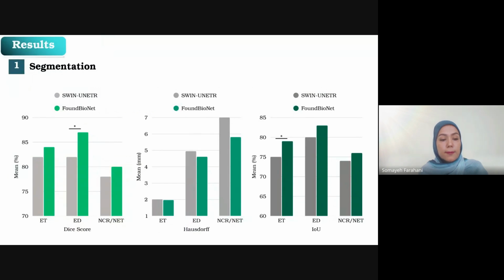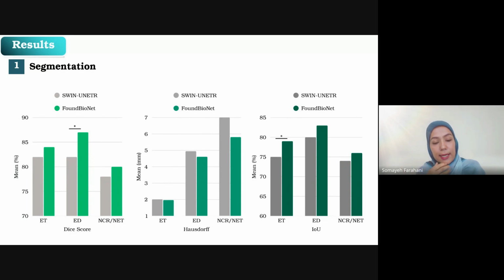All right, these charts show the segmentation results on external data sets: Ivy Gap, RHUH, and University of Pennsylvania data sets, for different tumor subregions: enhancing tumor, peritumoral edema, and necrotic tumor core. We benchmark our models against SWIN-UNETR, which has the same backbone as ours, but is not a foundation model.